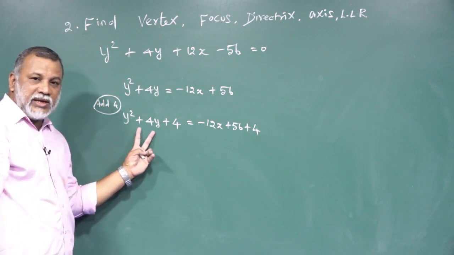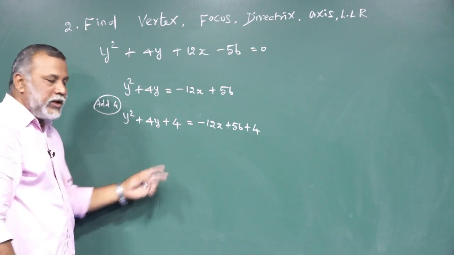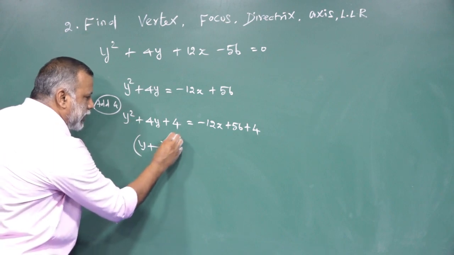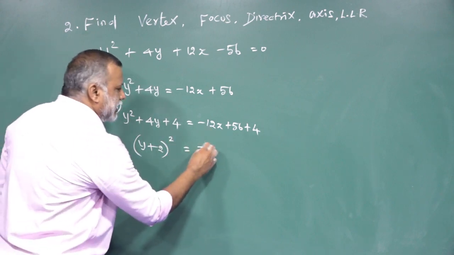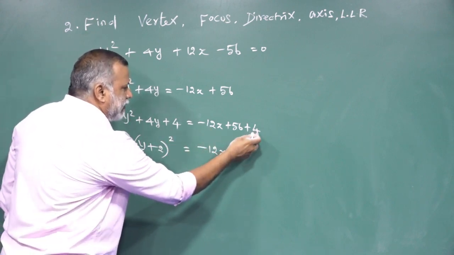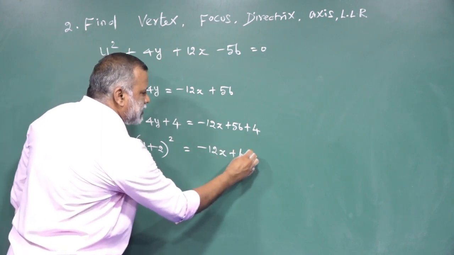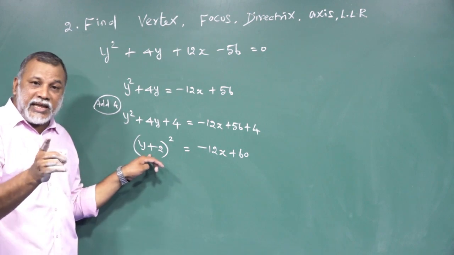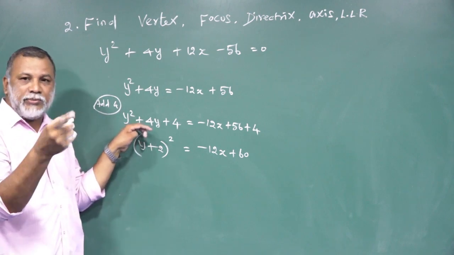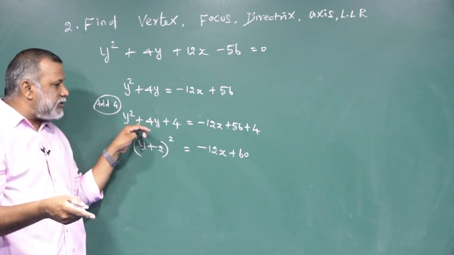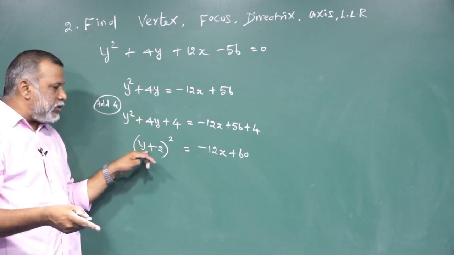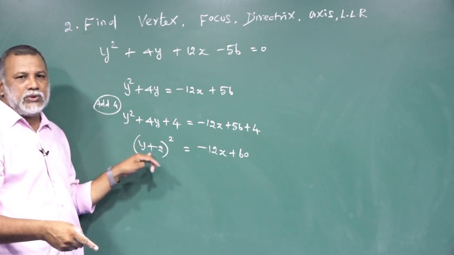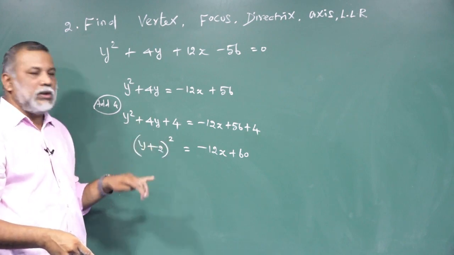Now see your LHS. Again we are completing the square. What is the concept here? y plus 2 the whole squared equals, see here, minus 12x, and 56 plus 4, we get 60. In the previous question, listen carefully, we had a negative sign: y squared minus 4y plus 4, therefore we wrote y minus 2, that means (a minus b) the whole square. Here it is positive, so here also positive: y plus 2 the whole square.